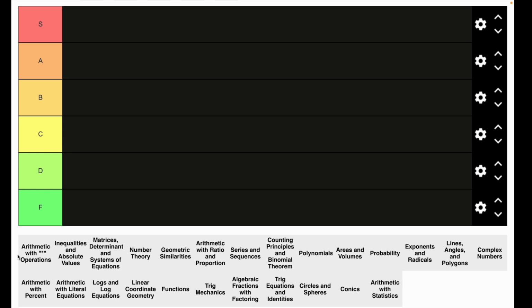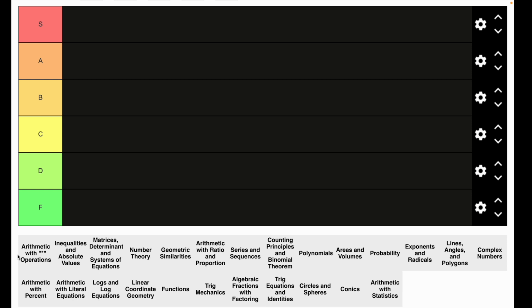So I'm going to do them in the same order. If you were to ever attend a practice, if you come to the first one, we're going to be doing arithmetic with star operations. If you come to the second, we'll be doing inequalities and absolute values, and so on. So this can also show people what you're getting into depending on which practice might be your first one to show up to, or what you might be able to expect. So without further ado, let's get started.